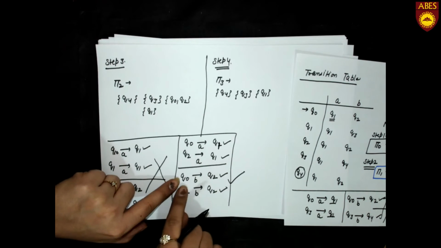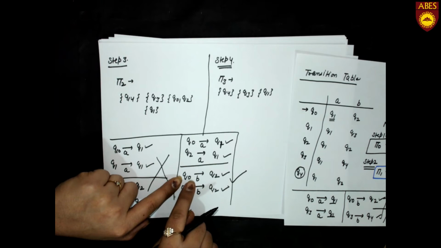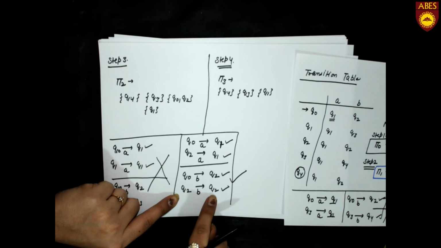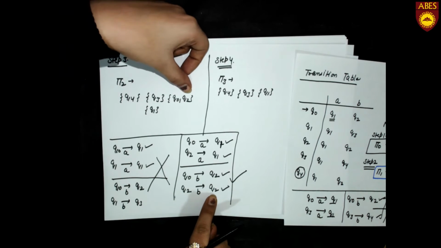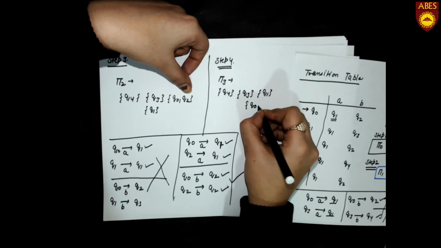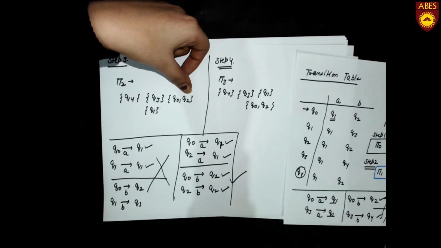Fine. Next, Q0, input is B, output is Q2. Q2, input is B, output is Q2. So Q2 lies in the same set. So it means there is no need to separate these two states.